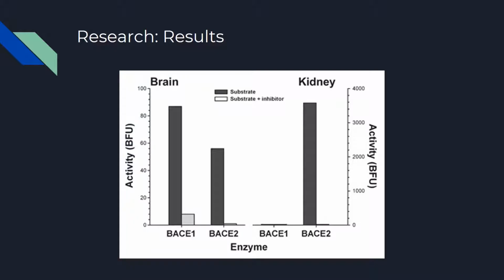So for the results, they looked at the substrate concentration in brain and kidney samples to determine the activity of BACE1 and BACE2 in the different tissue samples. As you can see, BACE1 was much higher than BACE2 in the brain, and BACE1 was not present in the kidneys, at least their substrate was not present, which indicates that BACE1 is active in the brain and not in the kidneys, while BACE2 is active in the brain and very active in the kidneys.